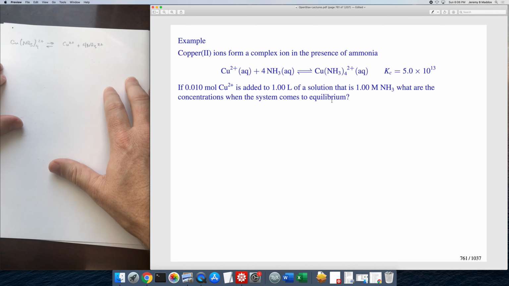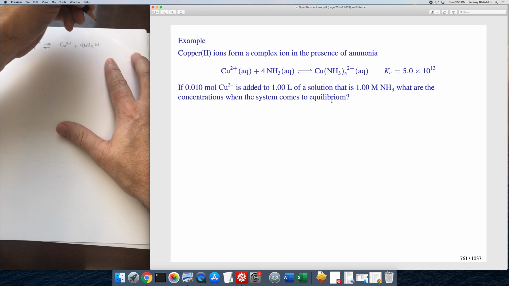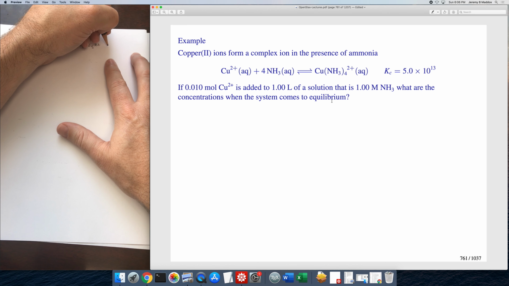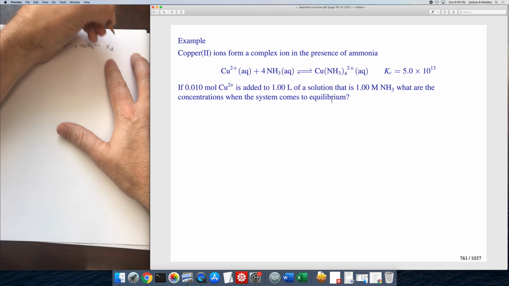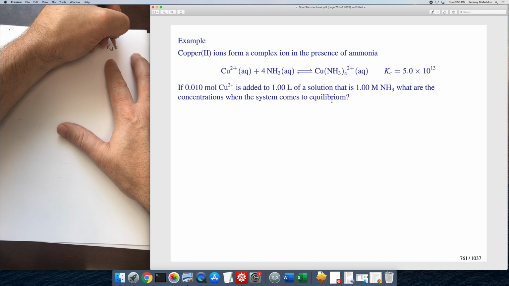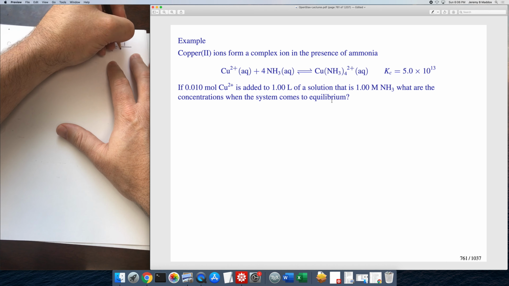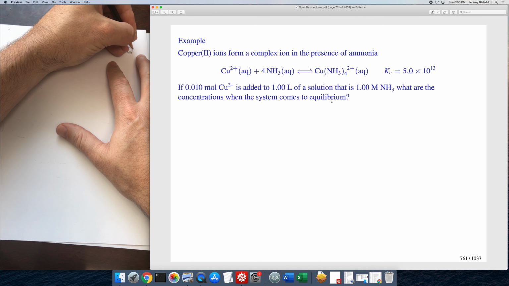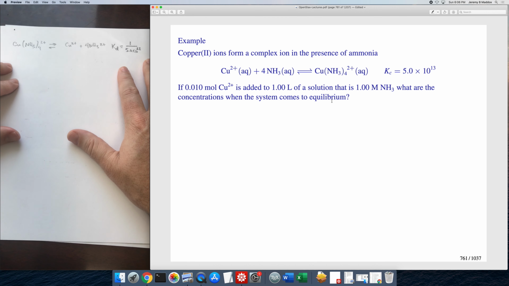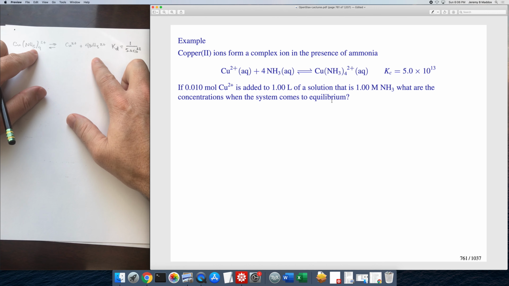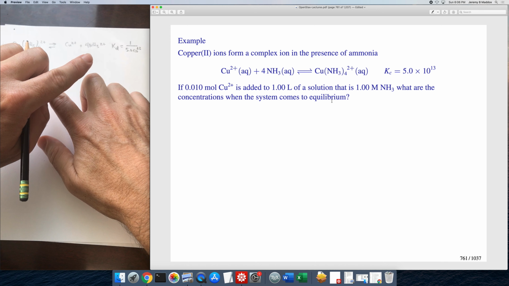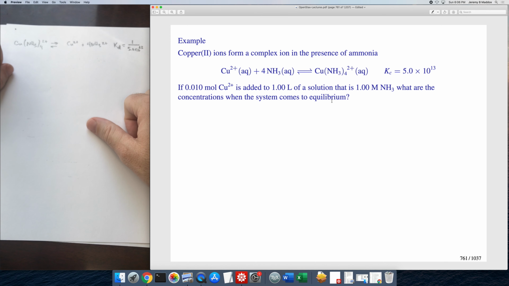So the equilibrium constant for this reaction, I'm going to call this the Kd for the dissociation. It's going to be 1 over 5.0 times 10 to the plus 13. We talked about this in one of the previous videos. When you turn a reaction around, you take the reciprocal of the equilibrium constant.